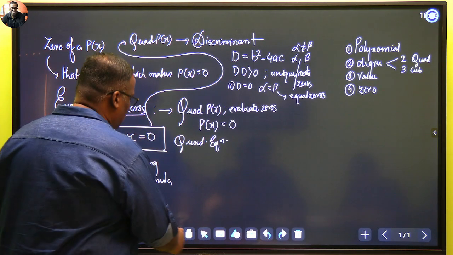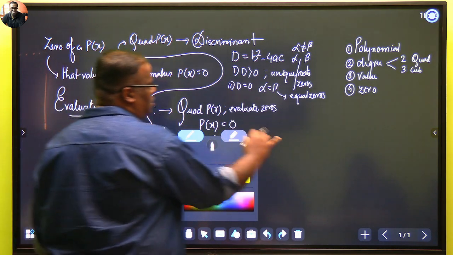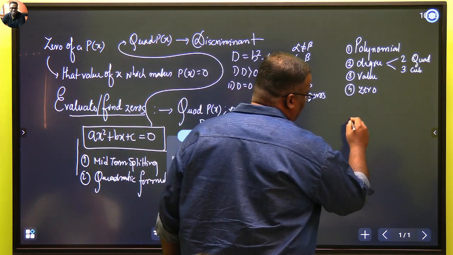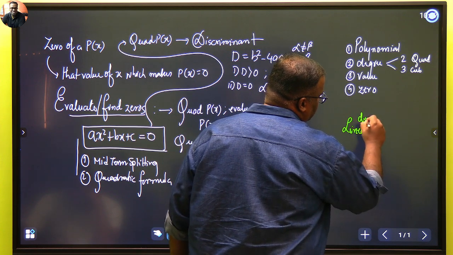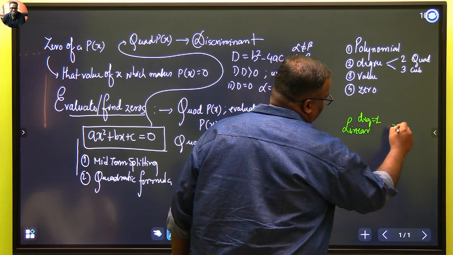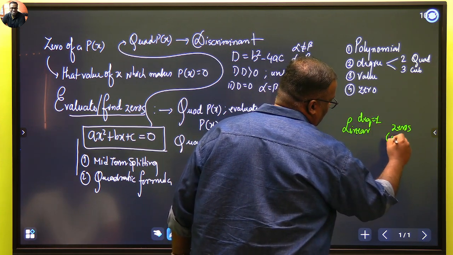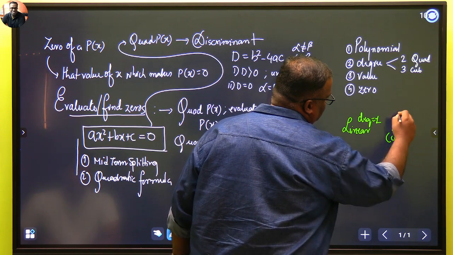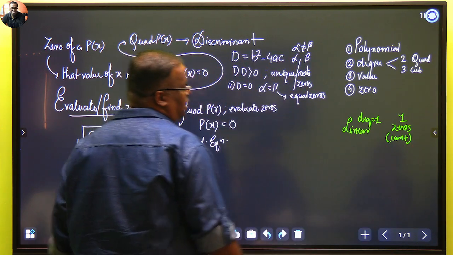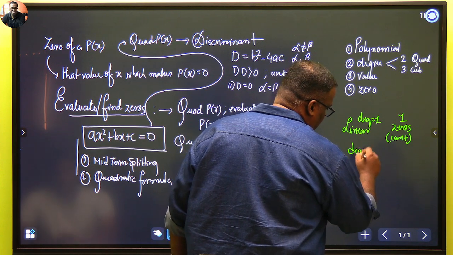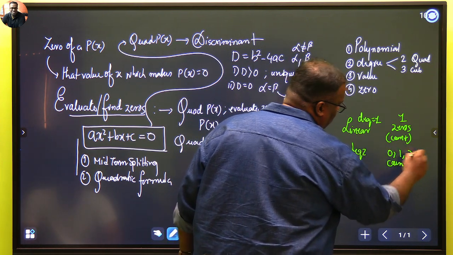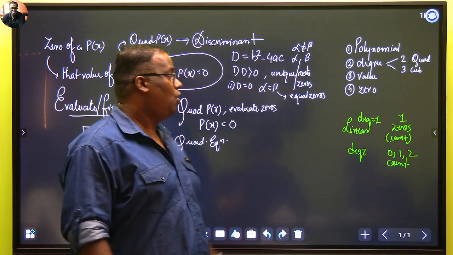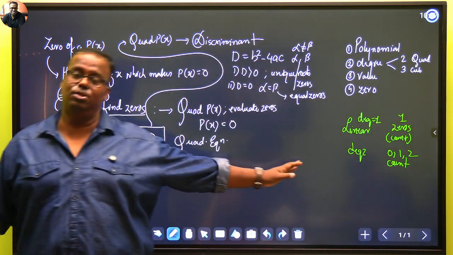और यहाँ एक और knowledge रखेंगे. Please, I'm just deviating a bit. If you are a linear polynomial, linear means degree is equal to 1. Therefore, the count of zeros can be only 1. If your degree is 2, then your count is 0, 1 or 2. Maximum 2 zeros or 1 zero or no zeros.